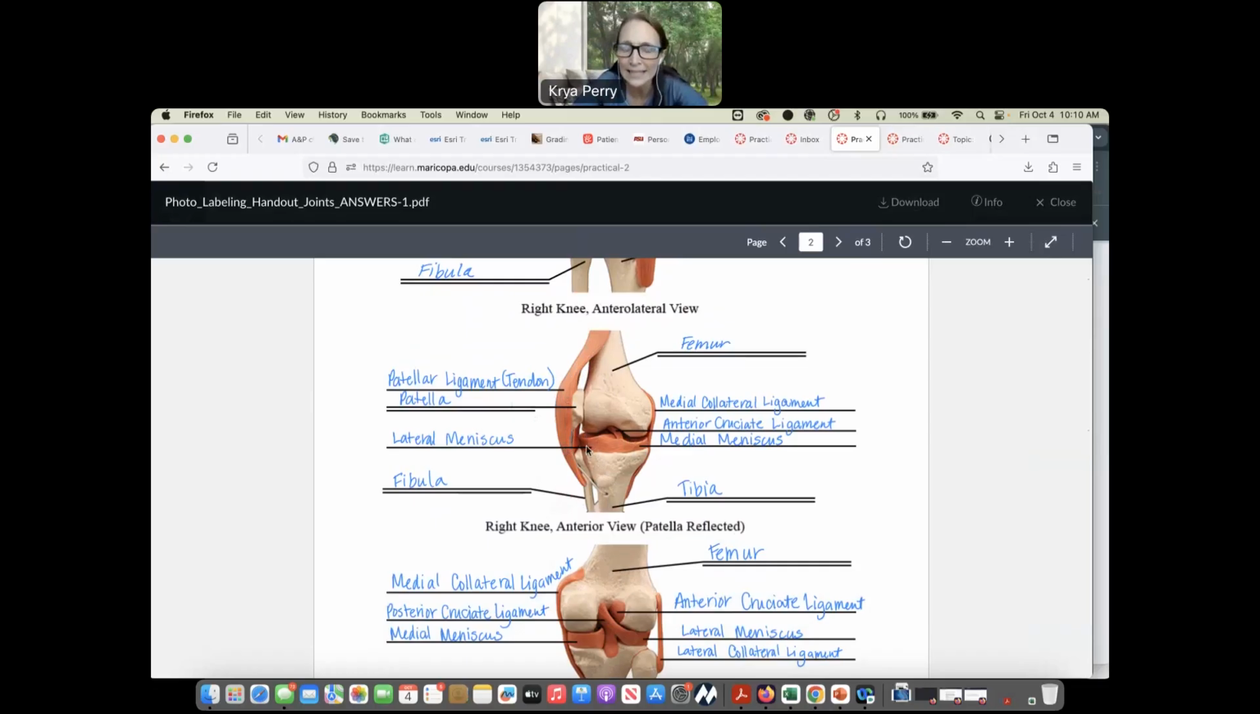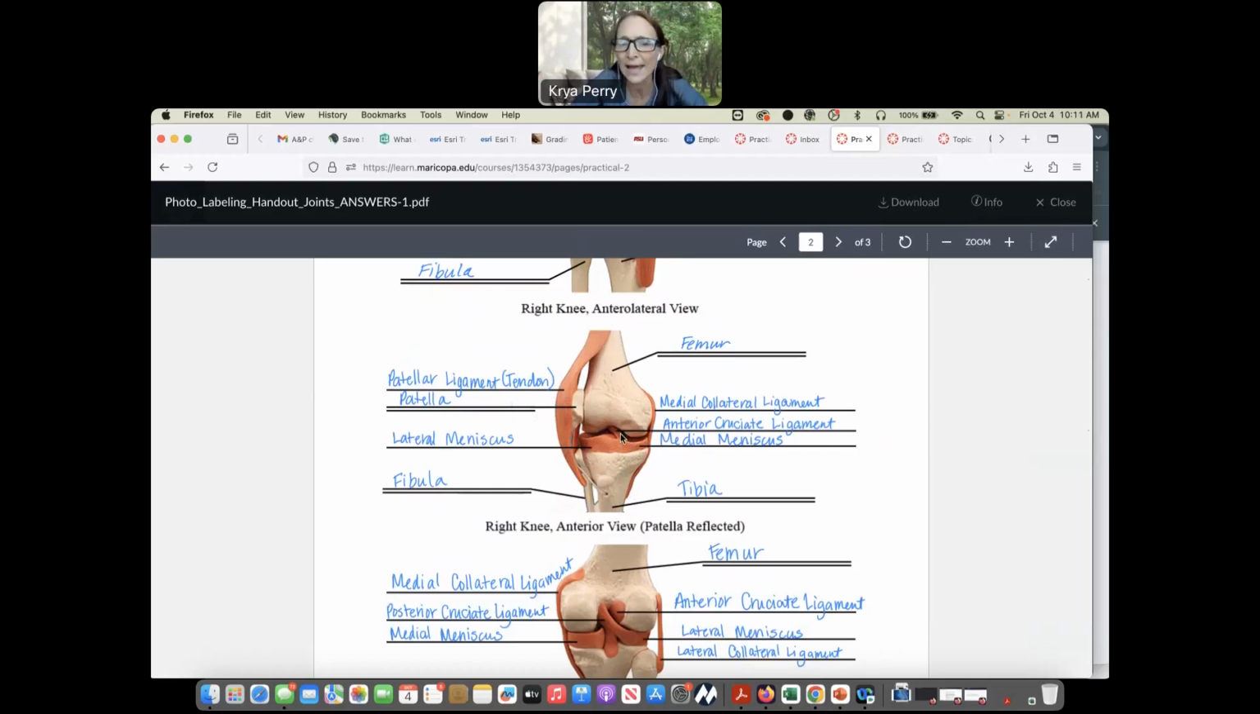So again, here you can see you've got the fibula here. So that means this is the lateral meniscus. Tibia is on this side. So this is the medial meniscus. And then here is where you can finally see that anterior cruciate ligament. That's going to run across the knee joint cavity. Again, most of that ligament being on the anterior side.